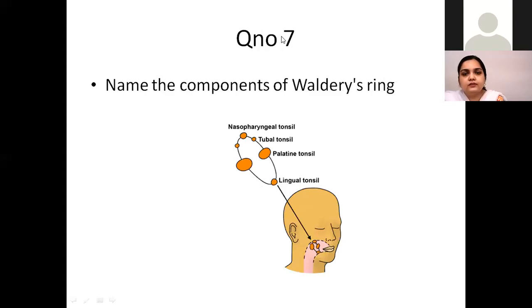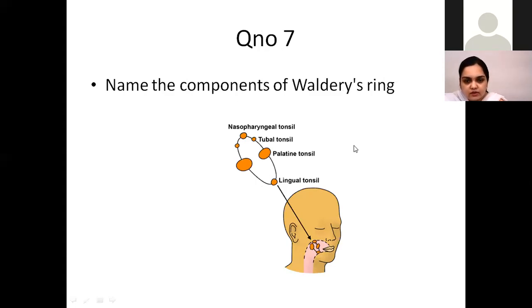Name the components of Waldeyer's ring. Yes, due to decreased immunity, Waldeyer's ring. Name the complications of Waldeyer's ring. What are the components of the Waldeyer ring? The pharyngeal tonsil is purely in the pharynx. Okay, pharyngeal tonsil. Then lingual tonsil.